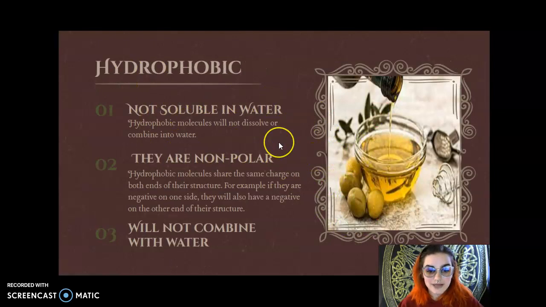Something that's hydrophobic, though, this is one that we are all probably familiar with. It is something that cannot be combined or dissolved into water. Something that is hydrophobic, for example, is oil.